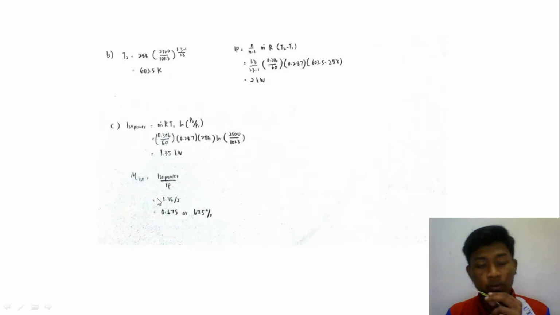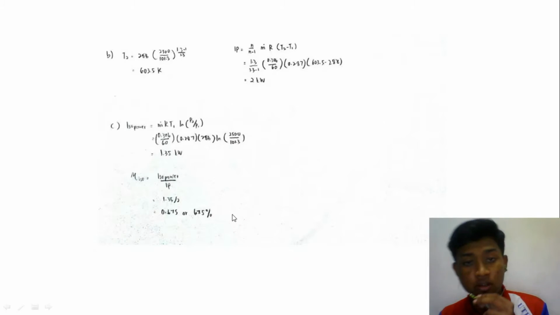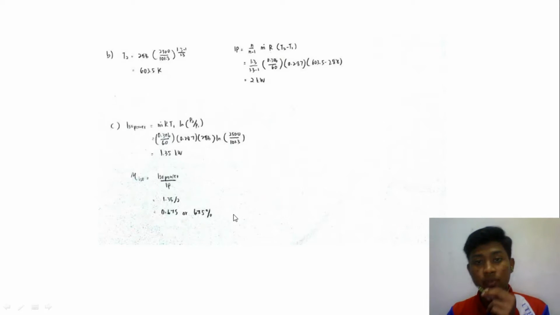Then we can find the isothermal efficiency. The formula for isothermal efficiency is isothermal power over indicated power. We have the value for isothermal power, which is 1.35 kilowatts, and the indicated power, which is 2 kilowatts. Using the formula, we get that the isothermal efficiency is 67.5%. So that's all from me for the example question for a single stage compressor.